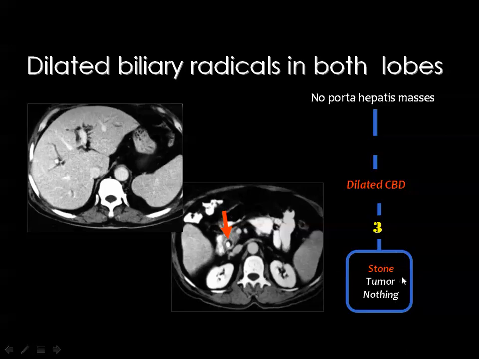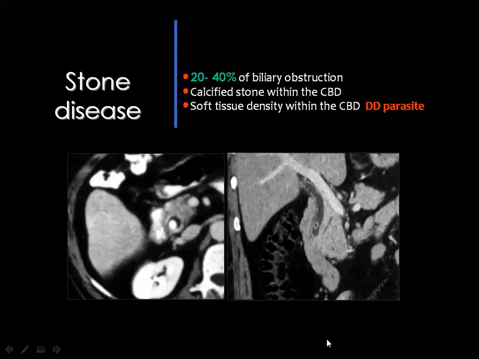Then, starting with the possibility of the stone, dilated biliary radicals, and the stone in the common bile duct, and this is calculus biliary obstruction. You have reached the cause, which is the stone, and the level, which is the terminal part of the common bile duct.